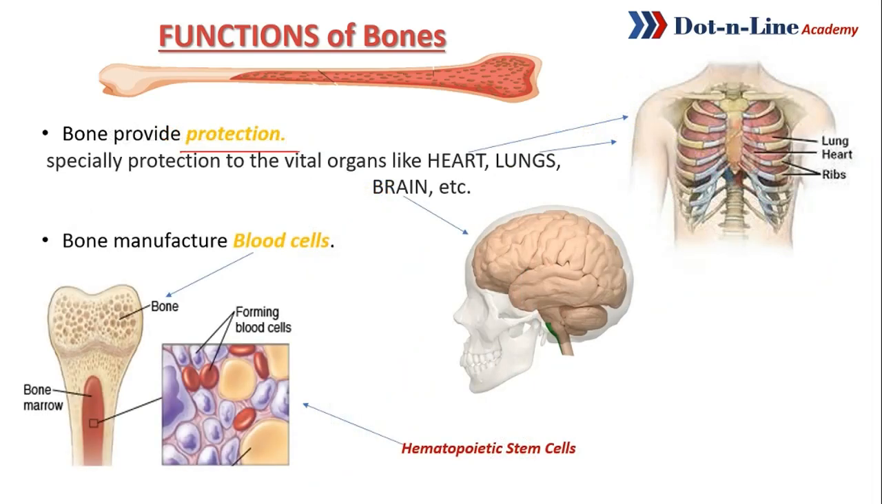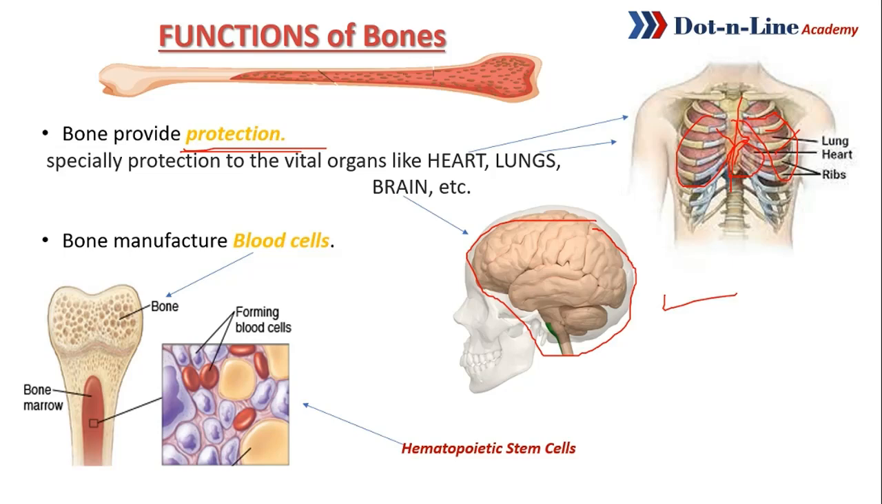The bone provides protection. Yes, the bone of the skull, the cranial cavity, is protecting the brain, the most vital organ of our body. And the rib cage, formed by the bones of the ribs, the thoracic vertebrae at the back, and the sternum in the front, is protecting our heart and our lungs. So the bone protects.